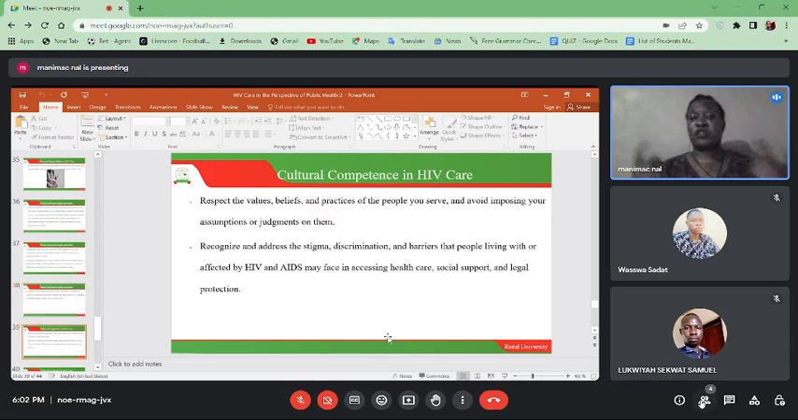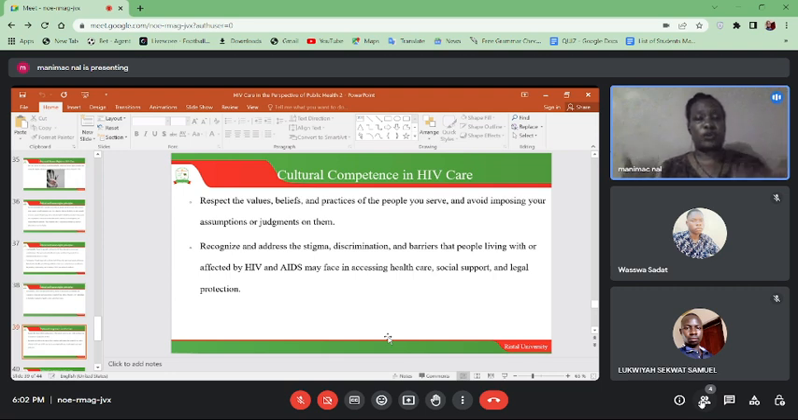We should also respect their values, their beliefs, and their practices, and avoid imposing our assumptions or judgments on them. Why did you get HIV? How did you get it? Didn't you know that the virus is there? Why didn't you use a condom? We should stop making those kinds of judgments about them.